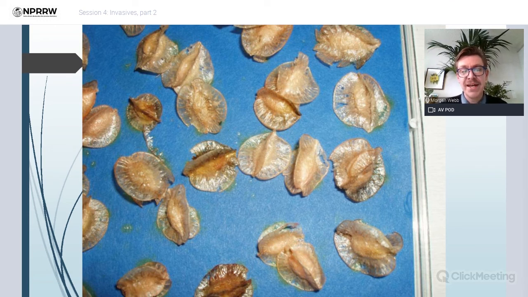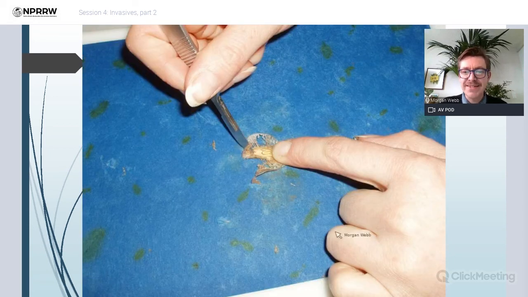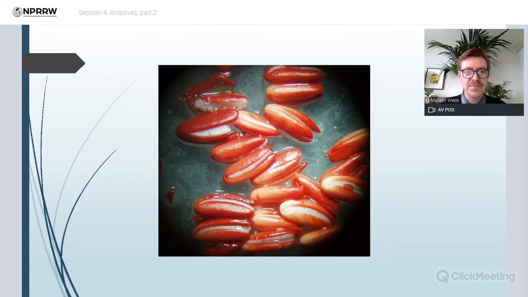So we pre-soaked them between these blue blotters overnight. And then the next day we sliced them open. You can see the little embryo inside there. And then we stained them at a 1% TZ solution for 4 hours, and we got this lovely pink stain. And so we look for cotyledons and a nice root that are all staining pink. And we also press on each one and check for texture.